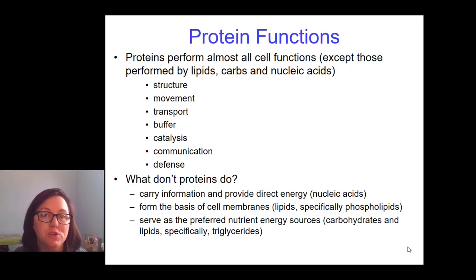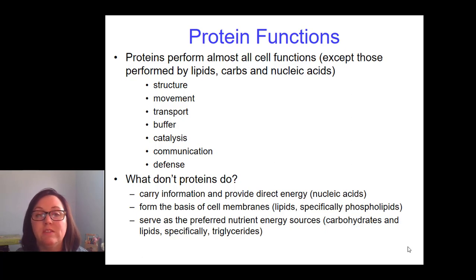In terms of functions, I mentioned before that proteins have a lot of different functions. Basically, they perform all of the cell's functions except for those that are performed by the nucleic acids, the carbohydrates, and the lipids. So what don't proteins do? Well, they don't carry the code for making themselves because DNA, a nucleic acid, carries the code for making proteins.